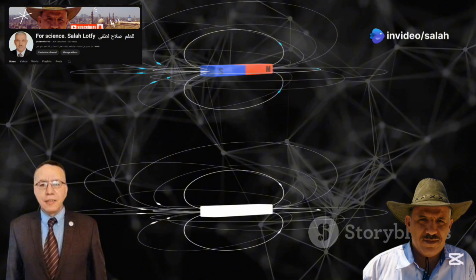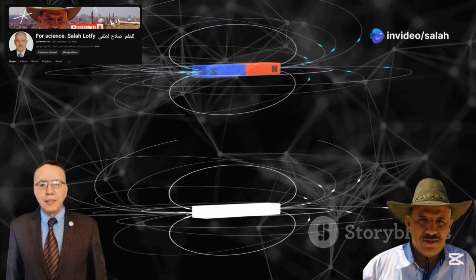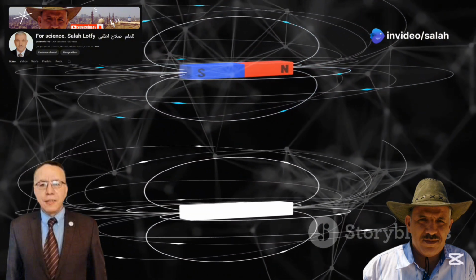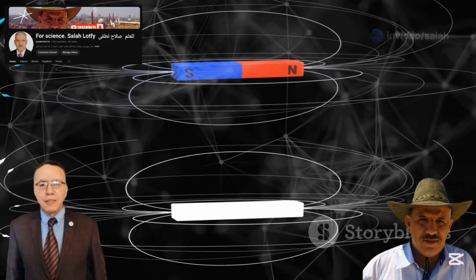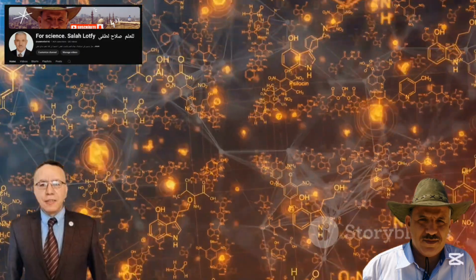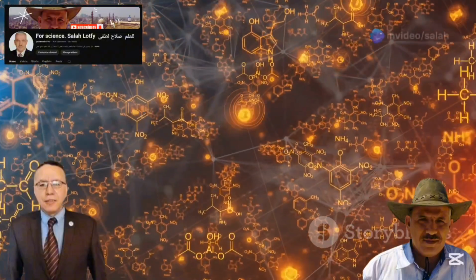They can be measured using techniques like nuclear magnetic resonance, or NMR, which exploits the interaction of nuclear magnetic moments with external magnetic fields. NMR is a powerful tool used in various fields, including chemistry, medicine, and materials science.